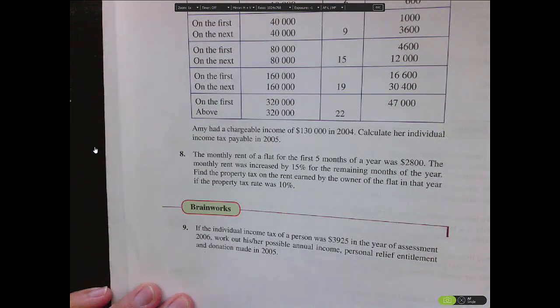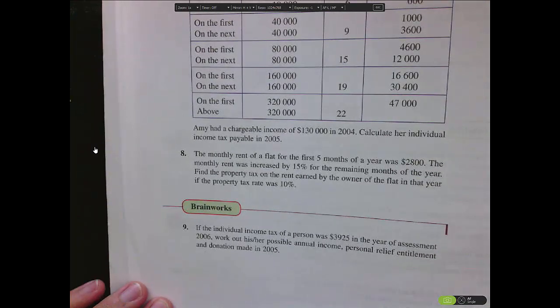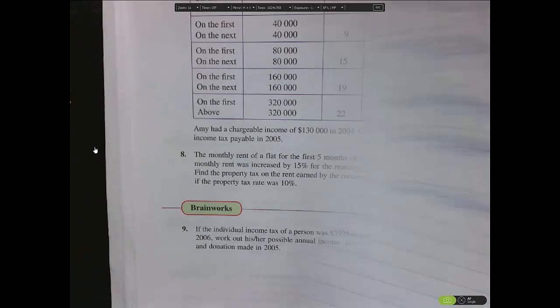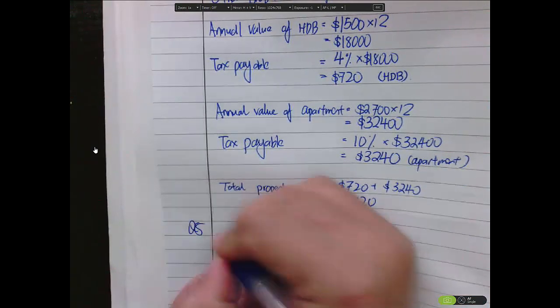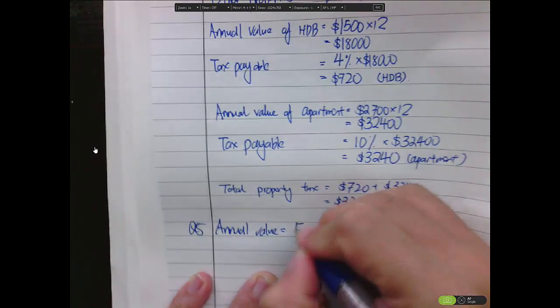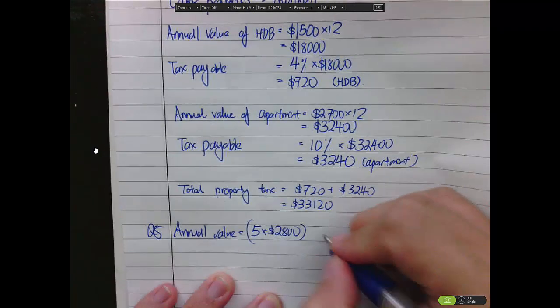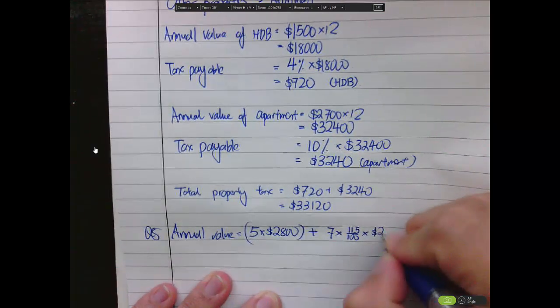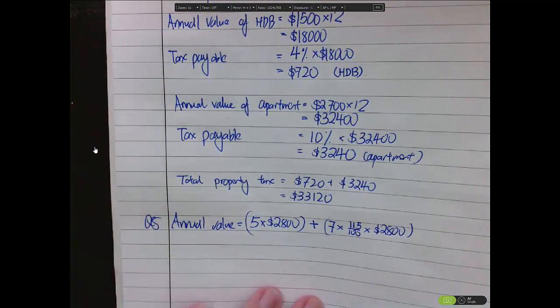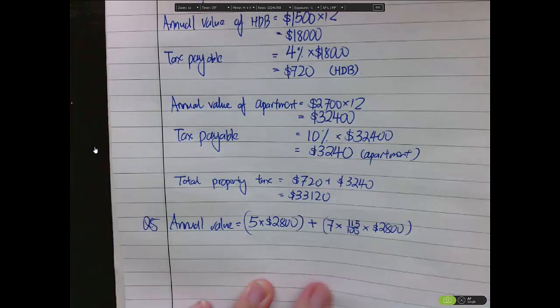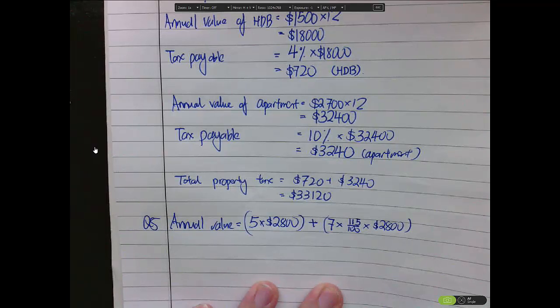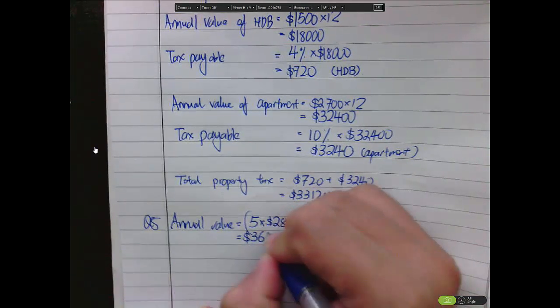Question 8 works like this. The monthly rent for a flat for the first 5 months was $2,800. The monthly rent was increased by 15% for the remaining months of the year. Find the property tax paid by the owner of the flat in that year if the property tax was 10%. So therefore, his annual value: the first 5 months was $2,800, correct? Then for the next 7 months there was a 15% increase, so it's 115 over 100 times 2,800. So we just plonk everything into the calculator, and we get $36,540 for the annual value of the flat.